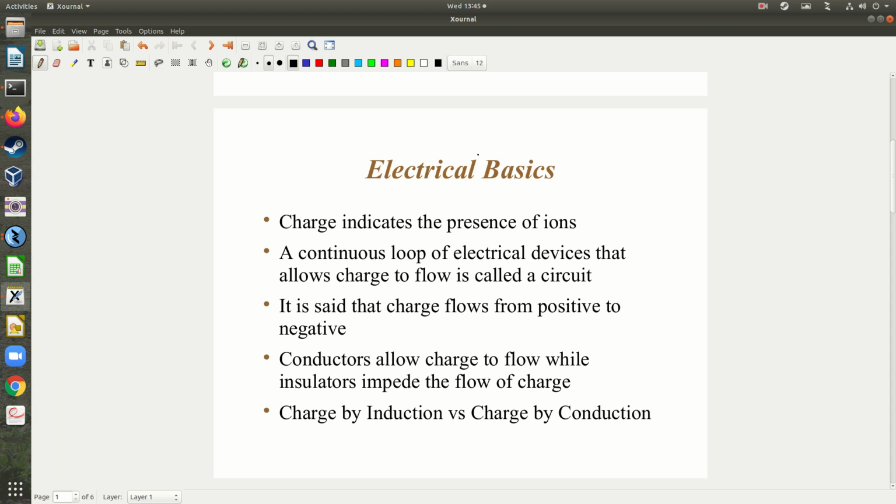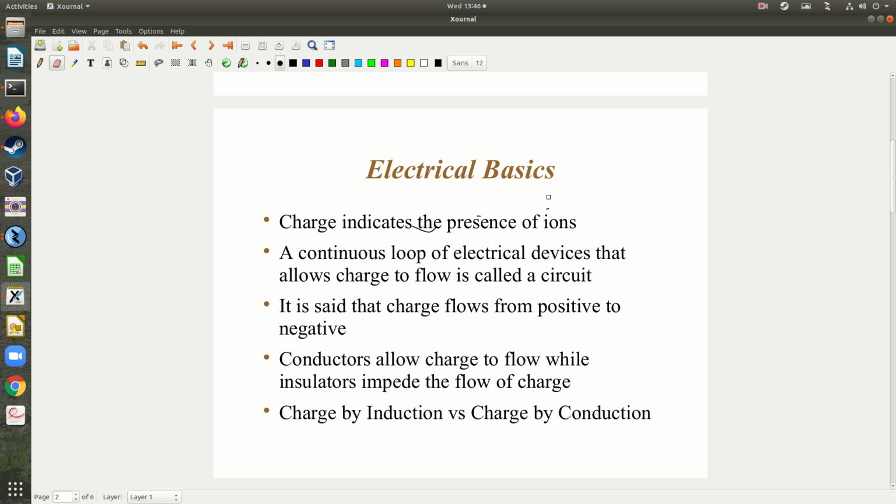Charge will indicate the presence of ions. If you remember from your chemistry class, you have your positive ions, your positive cations, and your negative anions, and things like that. Well, a charge indicates that there are ions somewhere present. A continuous loop of electrical devices that allows charge to flow, that's called a circuit.